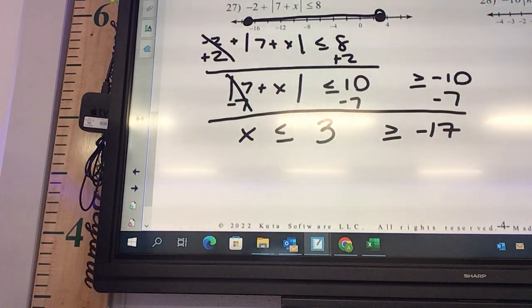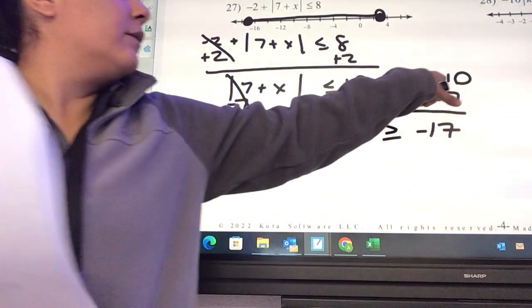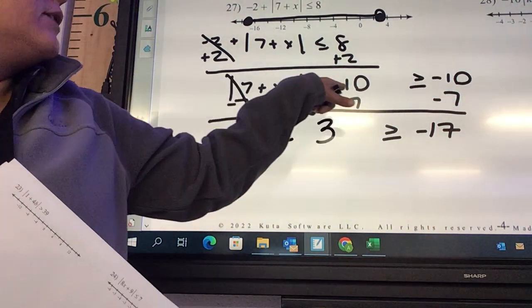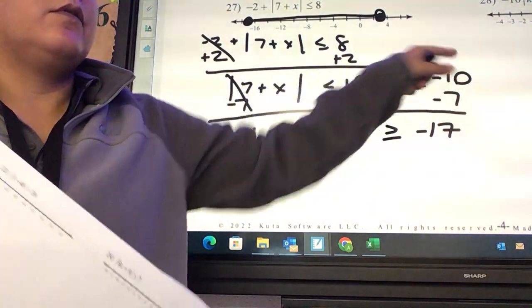There is no negative 10. Oh, this one? Yeah. So we got this by itself, so now we flip it and make it a negative.